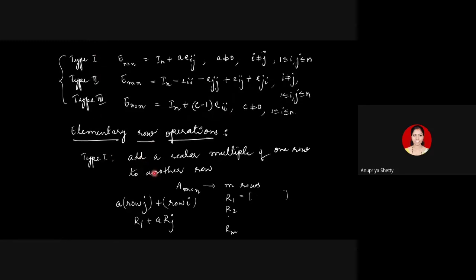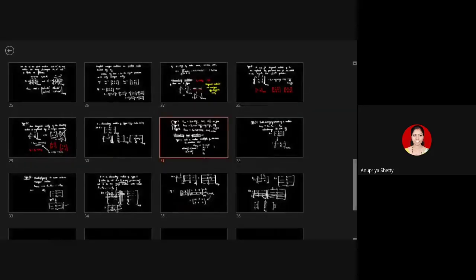Then we looked at what are called elementary row operations. First type is where you multiply one row of a matrix, any one row of your choice, with some number and add it to another row. The entire row, say row j, is multiplied with a, and you add that to another row, say row i. That is elementary row operation of type 1.